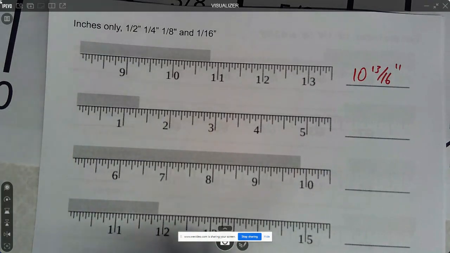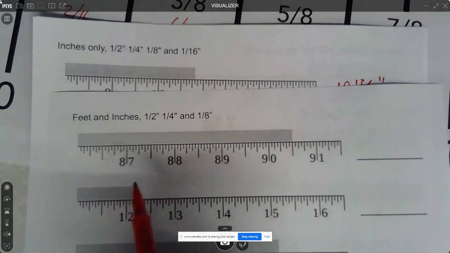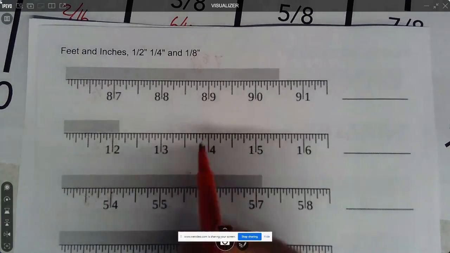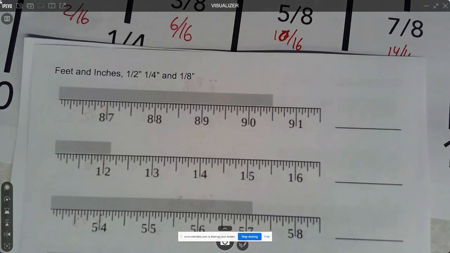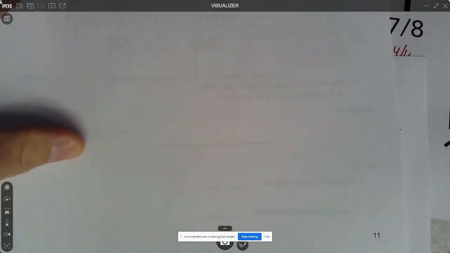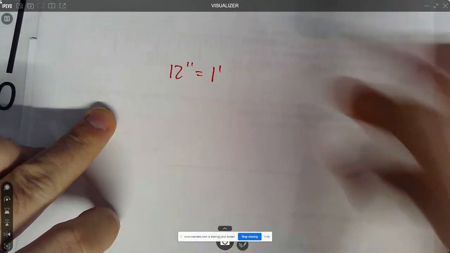All right, so that's reading in inches only, but we do have examples where we need to read in feet and inches. Sometimes it might give you a measurement that is more than 1 foot. And here you need to remember that when we have something that's bigger than a foot, 12 inches equals 1 foot.